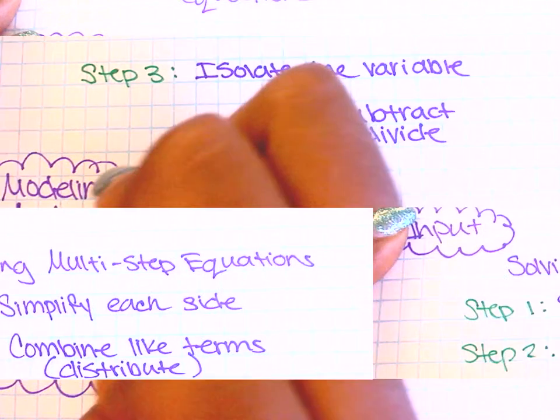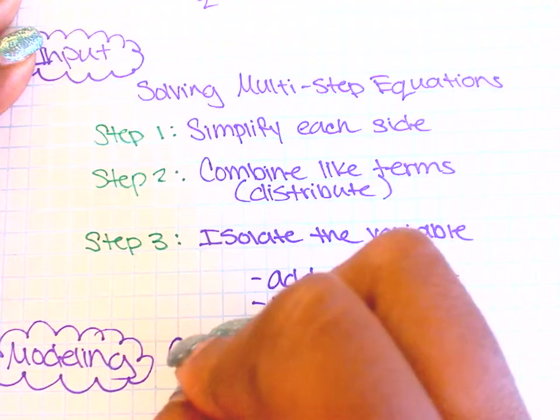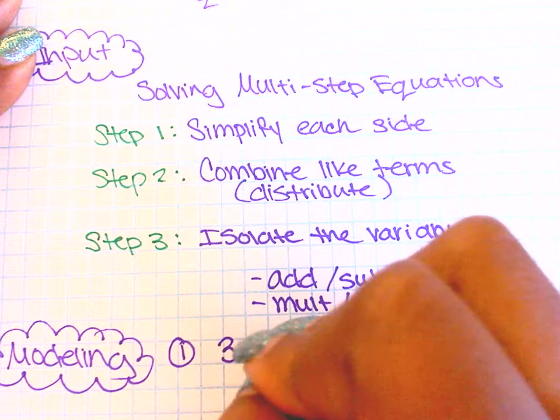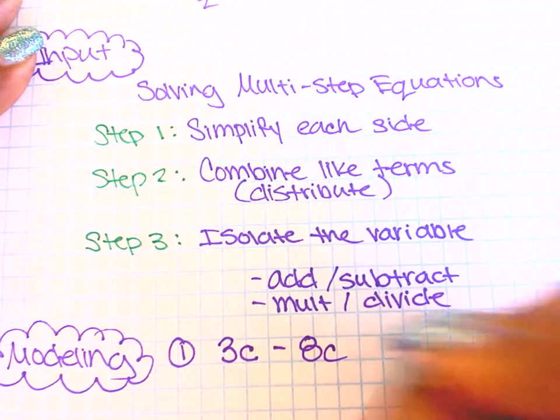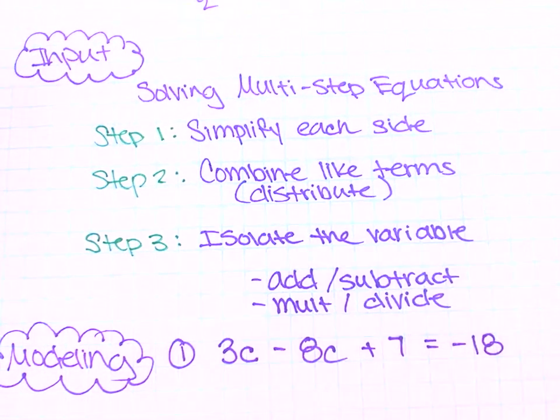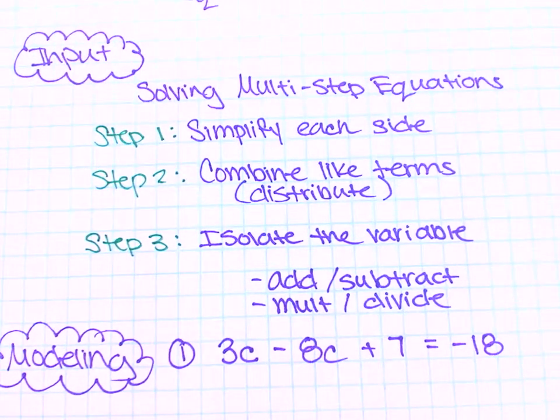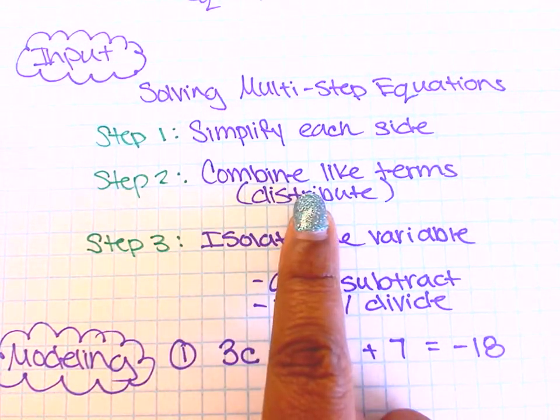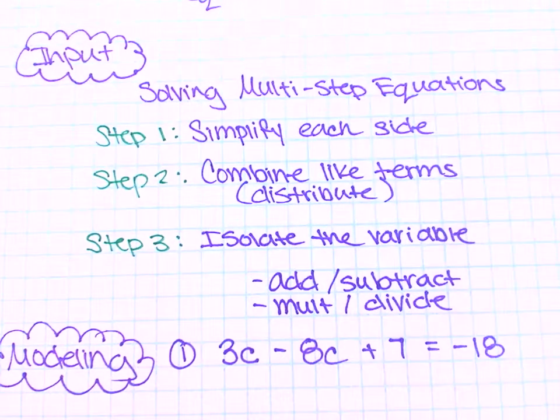Okay, you might get the first question, and it'll look like this. 3c minus 8c plus 7 equals negative 18. So, we need to simplify each side. So the first step says simplify each side. Okay, we're ready for that. Step 2 says combine like terms. So I want you to go ahead and underline the like terms in that. I'm going to highlight them.